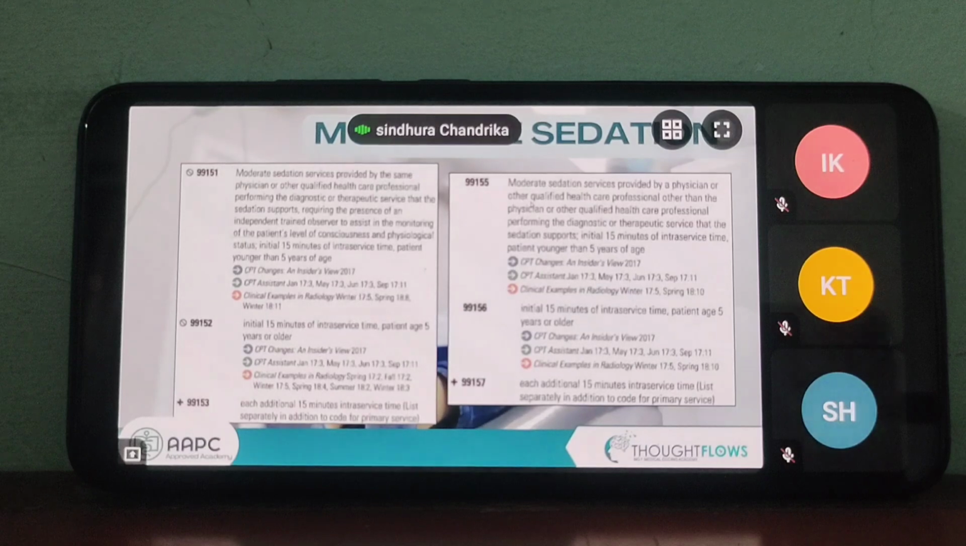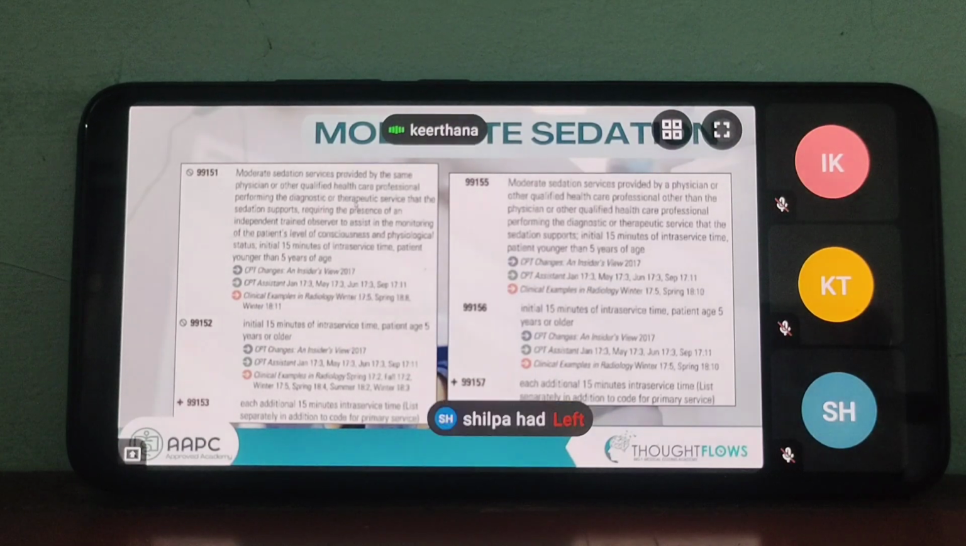Same physician. That's so good. So for 151, the moderate sedation has been given by the same physician who is performing the treatment or the diagnostic procedure. Moderate sedation service provided by the same physician or other qualified healthcare professional performing the diagnostic or therapeutic service. That means the same doctor performing the treatment has given the moderate sedation, so you can pick the code of 151, 152 and 153. Whereas 155 is for moderate sedation service provided by a different physician.